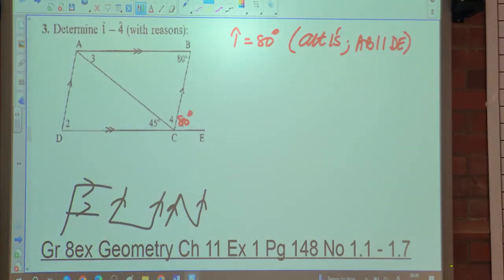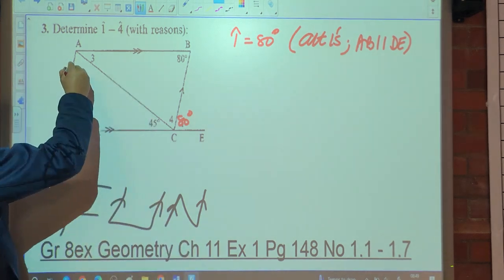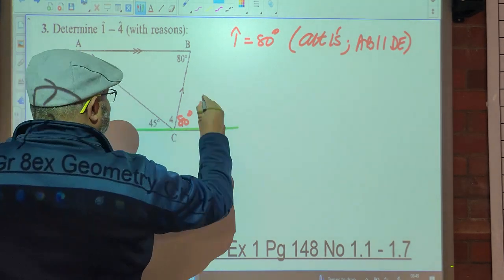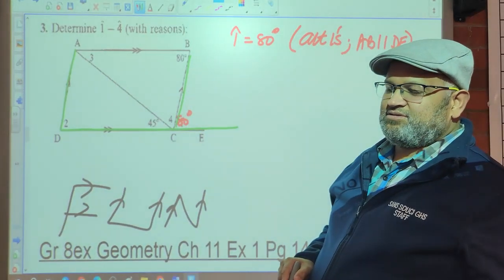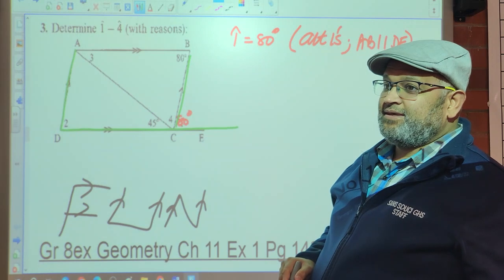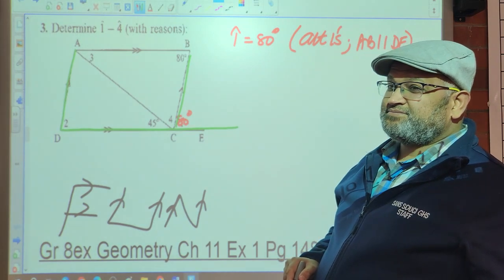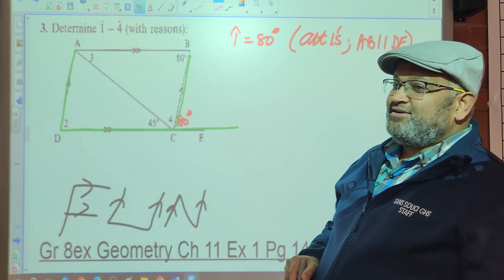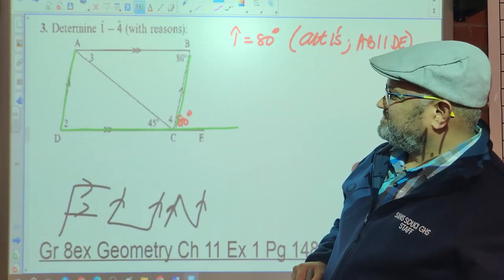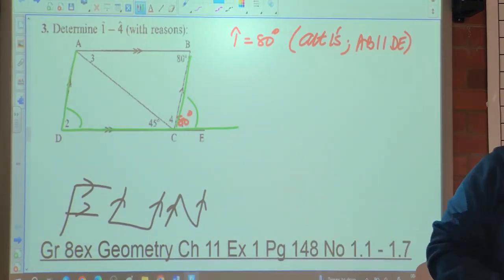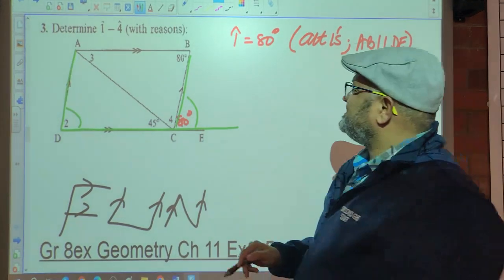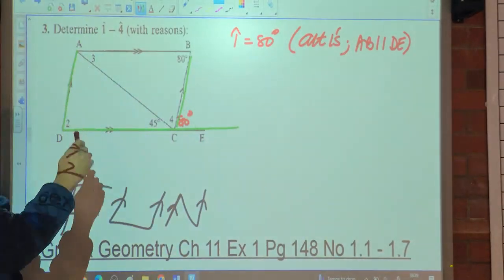Angle 2. Corresponding. Okay, nice. So you'll do 3 now, only. You all agree it is corresponding. So angle 2 is 80 degrees.